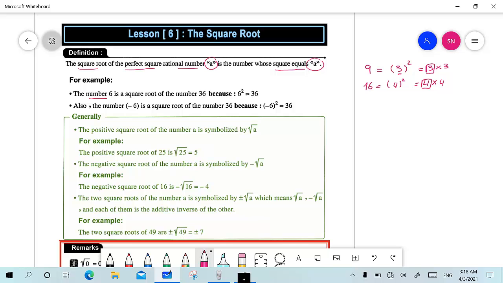So we can say that the number 6 is the square root of the number 36, because simply 6 squared, which is 6 times 6, gives me 36. So the square root of 36 is 6. The same goes for negative 6. Negative 6 can be the square root of the number 36, because I know that negative 6 squared, or negative 6 times negative 6, is going to give me 36.